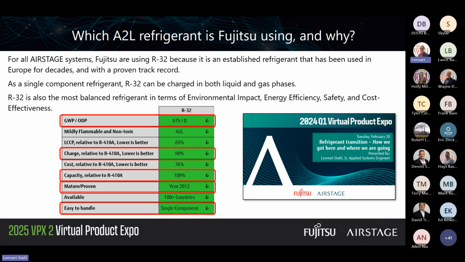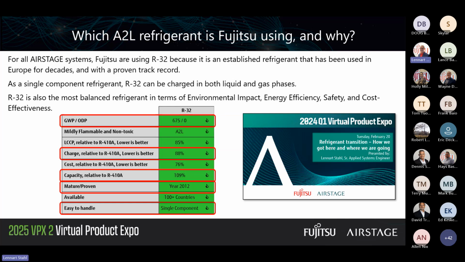Another question: which A2L are you using and why? That was addressed in a webinar in February a year ago, but we picked R32 because it's very established and very important. It is a single component refrigerant, meaning that it can be charged in both liquid and gas phases. The other 5 listed there are blends, which means that they are more difficult to handle, especially if you have a leak or if you need to reclaim or recycle it, because it's at least 2 components.